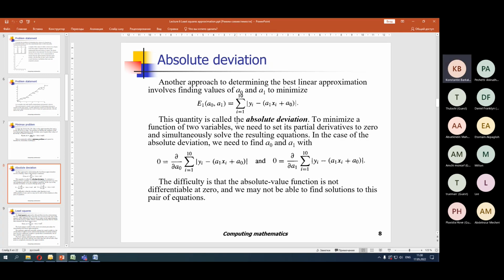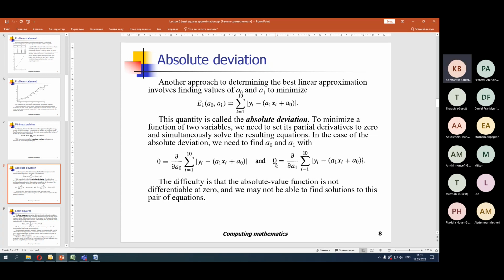So to do it, we must find the partial derivatives with respect to a0 and a1, and we need to set these partial derivatives to 0 and solve the system of equations for a0 and a1.